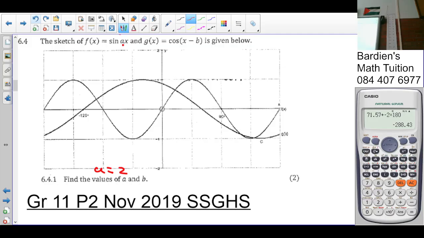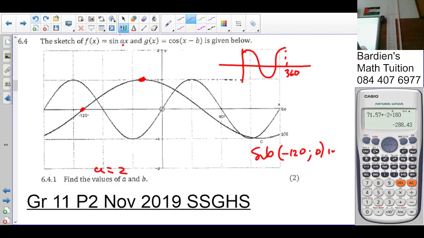Then the cos of x graph, the basic cos graph starts at 1 and it does that at 360. However, if I look at this graph here, it actually moved here. Can you see the starting point moved there? Okay? So I need to find at least a point on this graph, and yes I do, I have a point of negative 120. Can you see that? So what I do is I substitute negative 120 and 0 into g of x. That's an x and a y, g of x is a y, so 0 is equal to cos of negative 120 minus b.